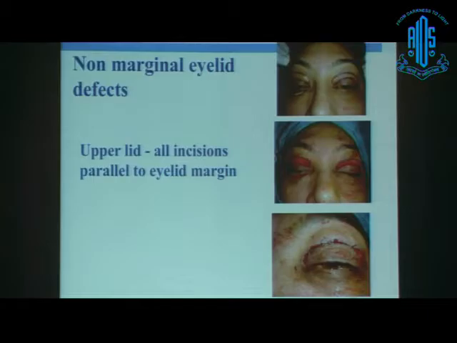In upper lid, all incisions are parallel to the eyelid, or rather circular to the Langer's line. So that's what you can see in this photograph, and you can see the closure here. This looks real bad. You know, there's too much of an exposed area here. But see, it will oppose well. That's what sometimes people see here.